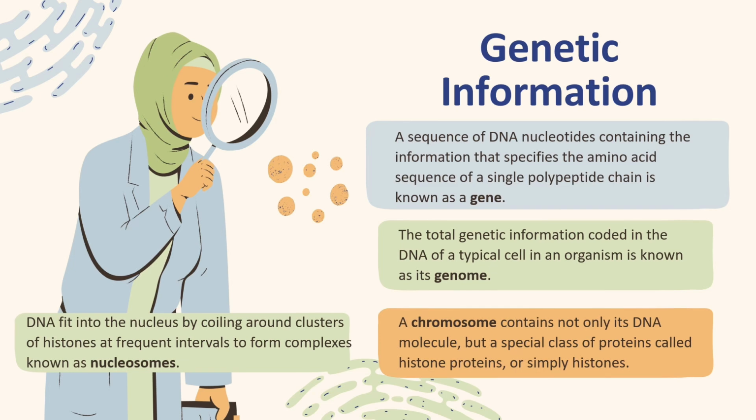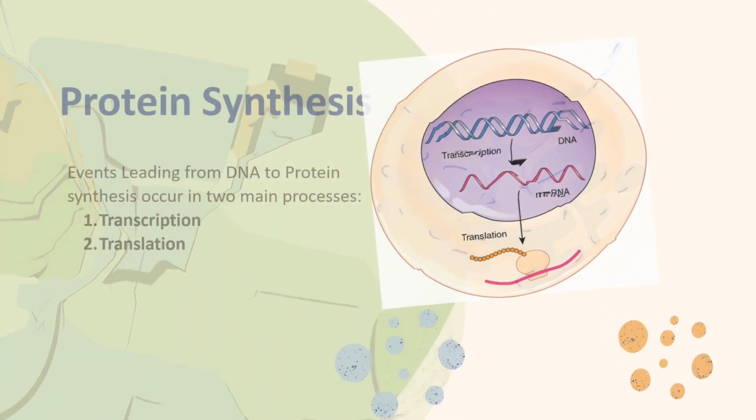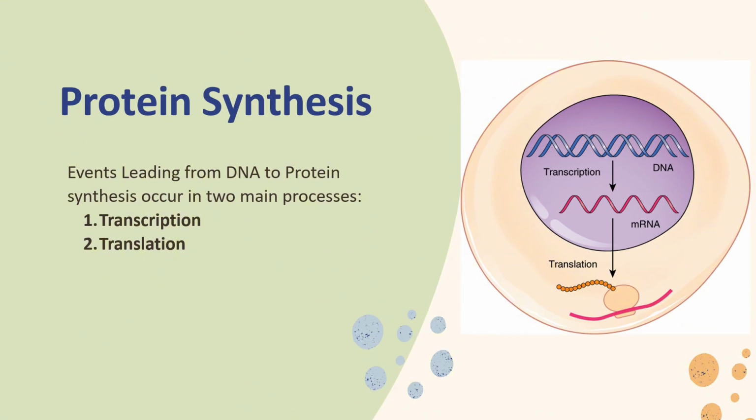Chromosome houses DNA and specialized proteins called histones. These histones help organize and compact DNA into structures known as nucleosomes, allowing it to fit inside the nucleus. So, protein synthesis is the process of converting genetic instructions into functional proteins. It involves two key steps: one is transcription and the other one is translation.